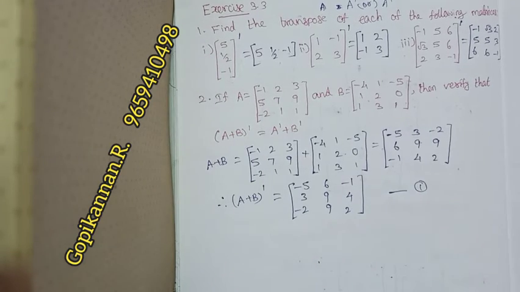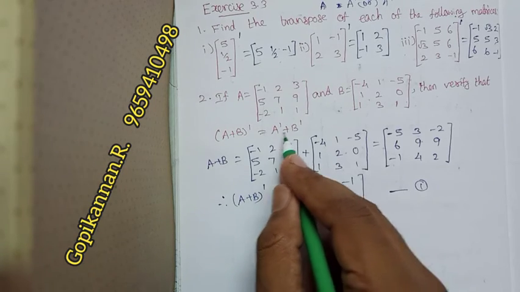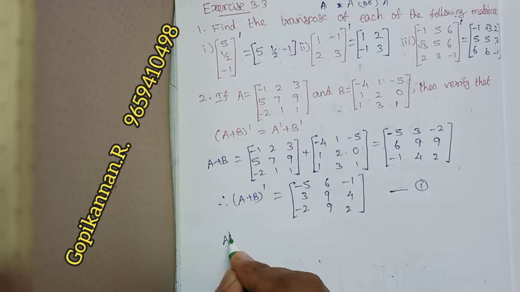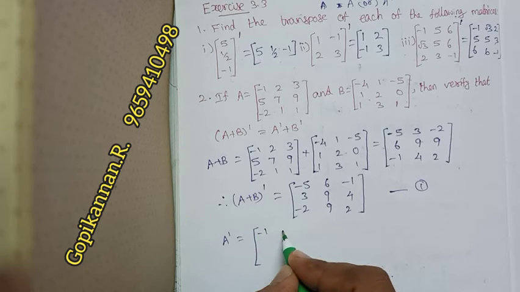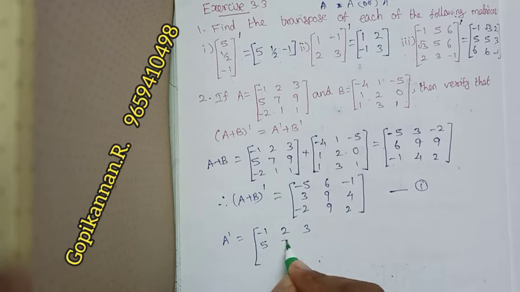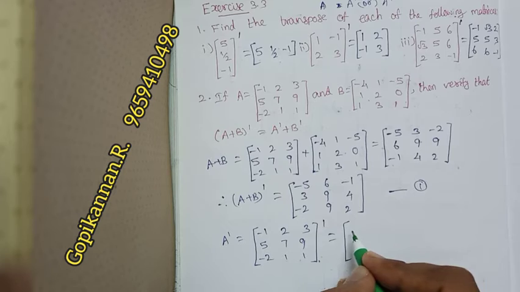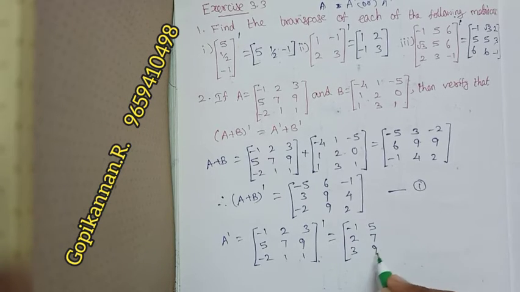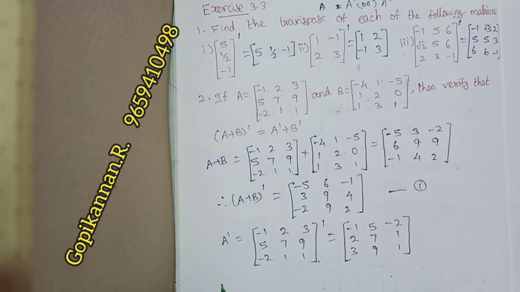Consider this equation 1. Next we have to find the right hand side, that is A transpose plus B transpose. First find A transpose. A transpose means write down the A matrix, that is minus 1, 2, 3, 5, 7, 9, minus 2, 1, 1, transpose, which is equal to the first row interchanging to the first column, that is minus 1, 2, 3, the second row 5, 7, 9, the third row minus 2, 1, 1. So this is A transpose.